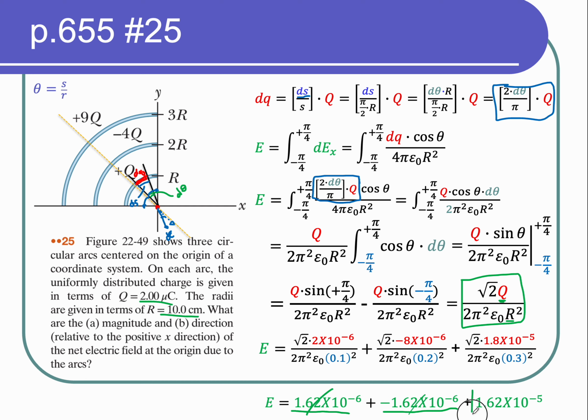What is the net electric field? It is this, and the direction would be along this bisector pointing this way. So the magnitude is that. The direction relative to the positive x-axis, you can either say negative 45 degrees or, adding it all the way around, positive 315 degrees. Either one of those would be perfect.